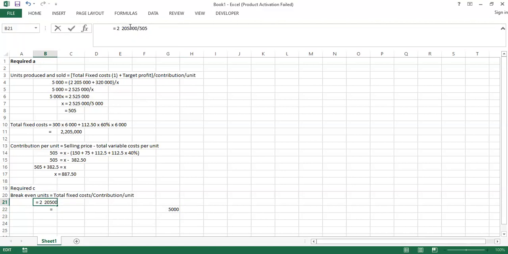So 205,000. These ones here are coming from the total fixed cost there. So 2205. All right, let's divide 2205,123 by 505. That should give us 4367. That should give us 4367.